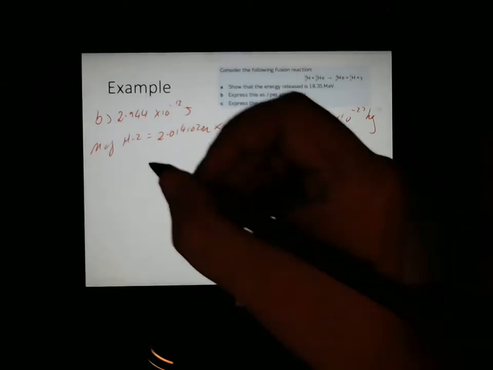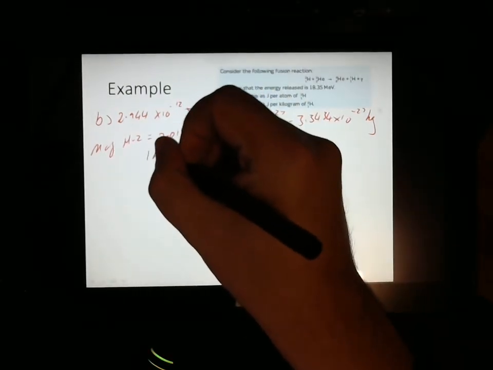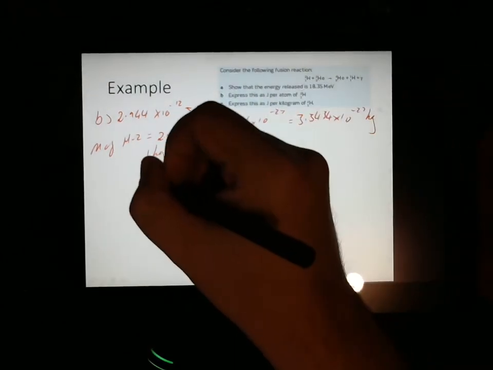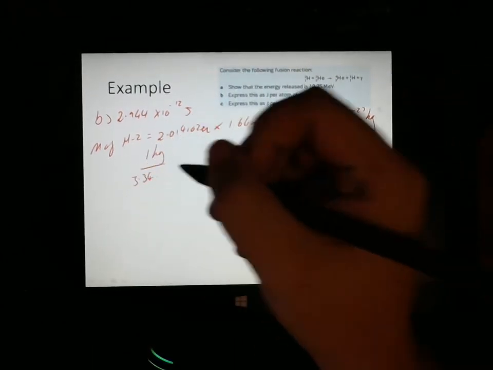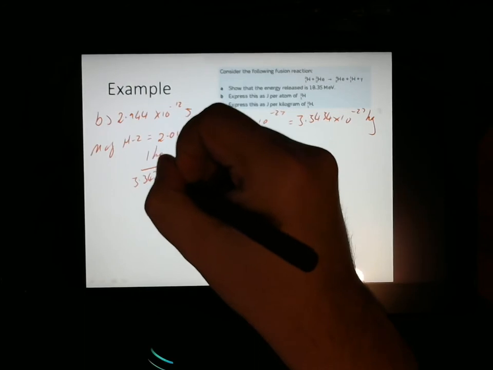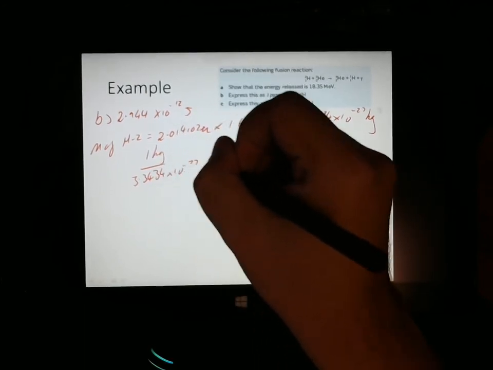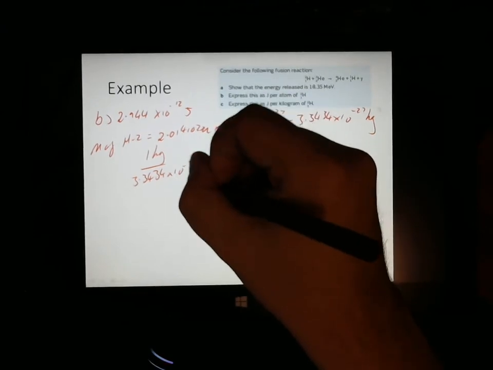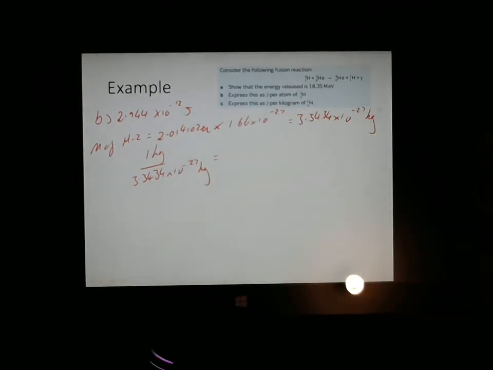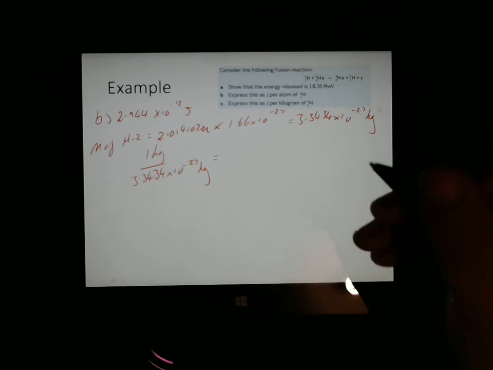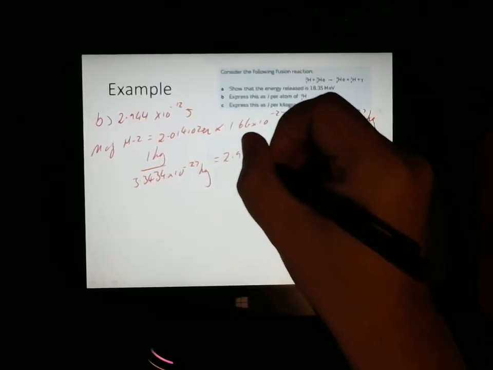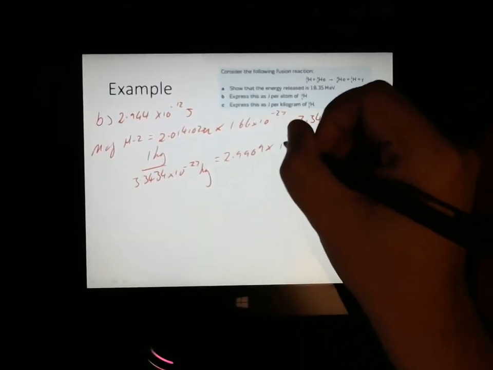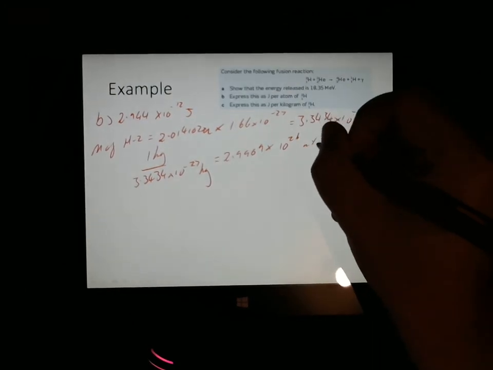So if I take my 1 kg and I divide it by my 3.3434 times 10 to the negative 27, that will give me, because they're both kilograms, so the units will cancel, that has to give me a counting number, and in this case will give me 2.9909 times 10 to the 26 atoms.